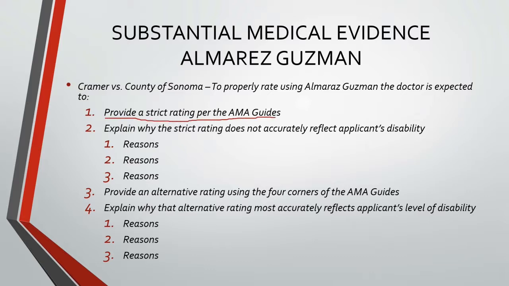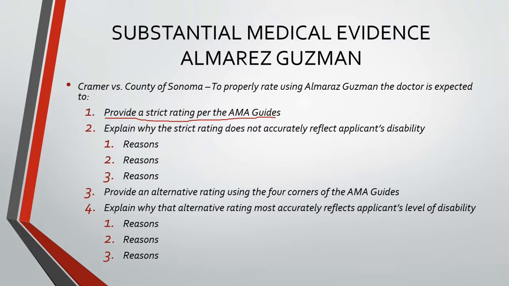Then underneath that whole discussion, you're going to create a new subheading, under the main topic heading of permanent impairment. The subheading is alternative impairment rating under Almaraz and Guzman. And in this subsection of your report, you're going to, number one, reiterate your strict rating that you came up with in the preceding section of your report. So you might simply say something similar to the following.